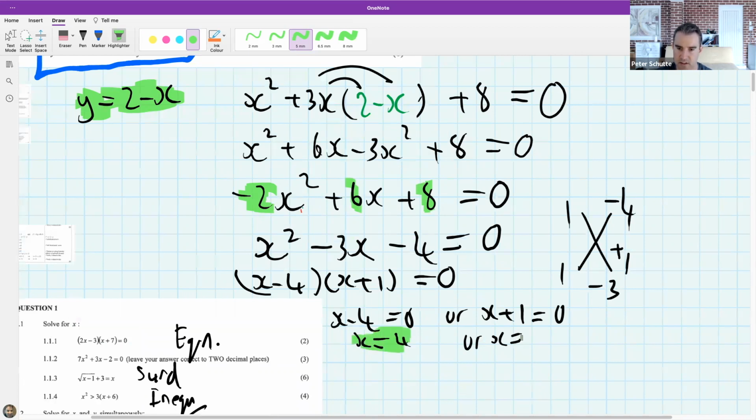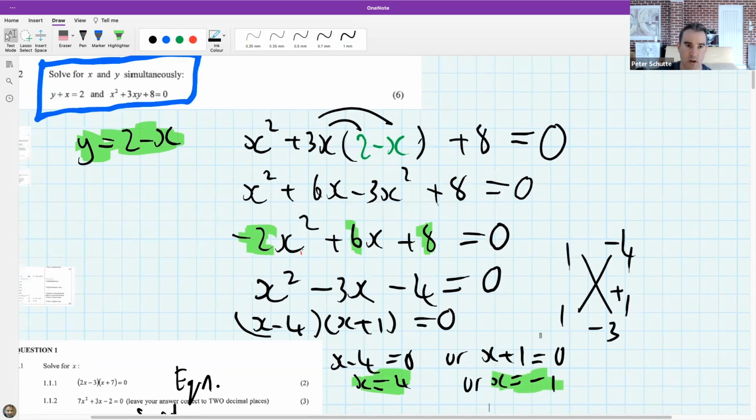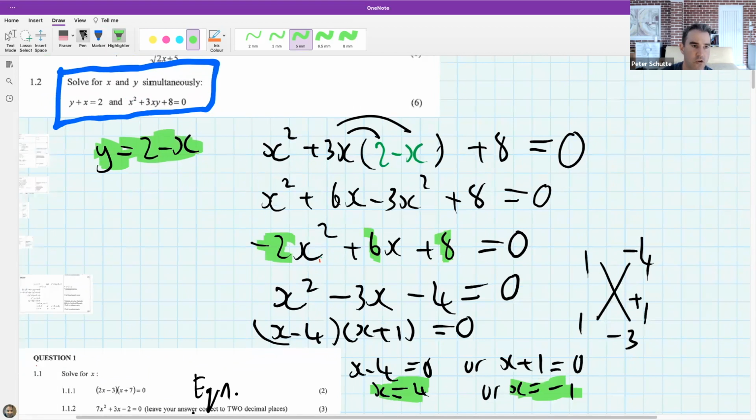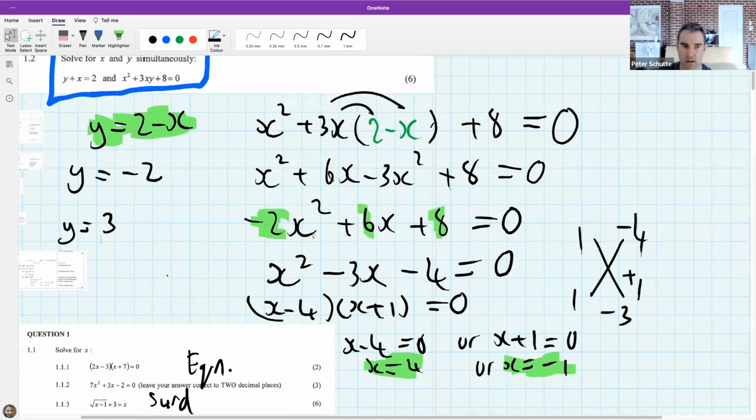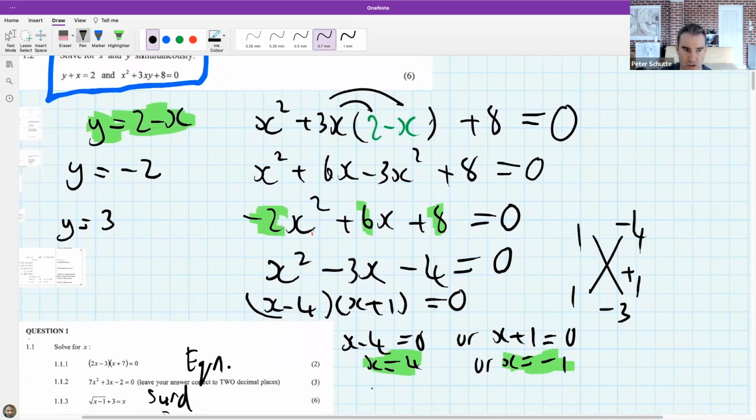Yep. So you take this bit over here, and you are just going to sub it back into the equation that you started with. And so you should get, when x is 4, 2 minus 4 is -2. And when x is -1, you get 2 minus -1, which is going to actually give you 3. Now, it's a bit sneaky the way I got the 3, but it is the truth.